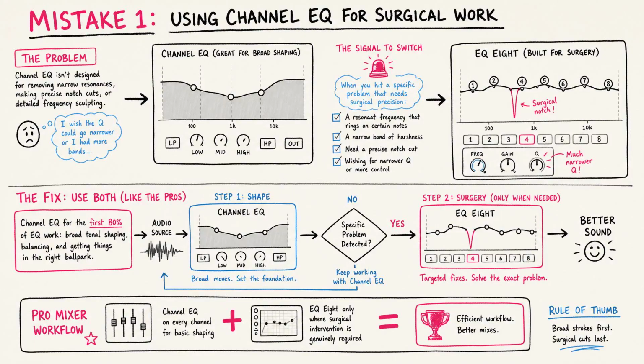If you find yourself wishing you could make the Q narrower or add more bands, that's a signal to switch to EQ8. The fix: use Channel EQ for broad tonal shaping, the first 80% of EQ work. When you encounter a specific problem that requires surgical precision, a resonant frequency that rings on certain notes, a narrow band of harshness, add EQ8 for that specific task. Many professional mixers use both, Channel EQ on every channel for basic shaping, and EQ8 only where surgical intervention is genuinely required.